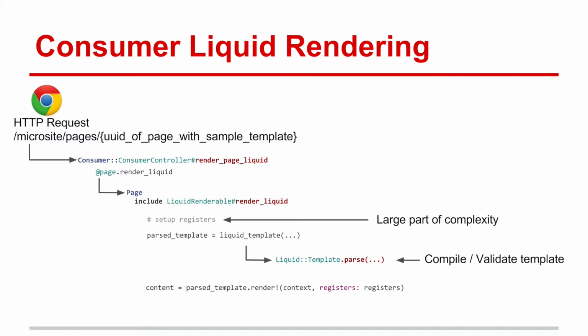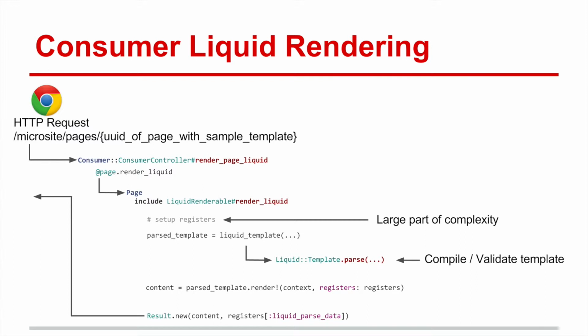We pass in the context that we set up earlier and a few registers, which are basically a different way of saying the context. And then finally, we create a new result object with the content that we rendered, as well as a few more variables. And the very last thing that the consumer controller does is call content on that object in order to render content to the consumer. In the next slide, we'll talk about how our custom liquid tags play into this rendering pipeline.